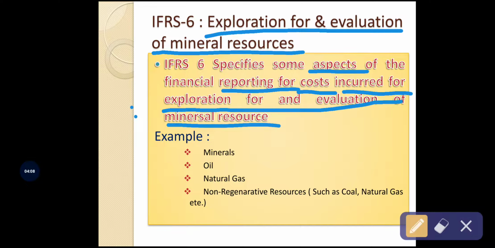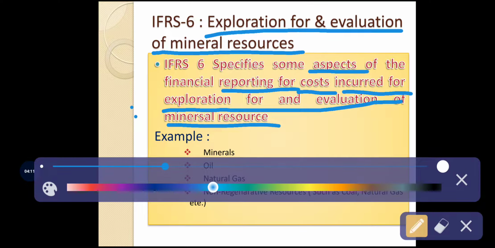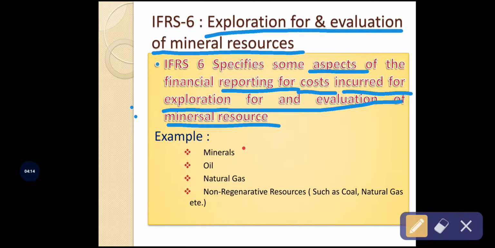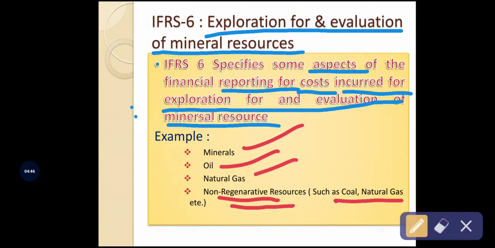Examples of mineral resources are minerals such as gold and silver, oil, natural gas, and non-regenerative resources. You know there are regenerative resources and non-regenerative resources. Non-regenerative resources are those that, once consumed, we can't regenerate again, for example natural gas and oil, and coal. I think you understood the meaning.